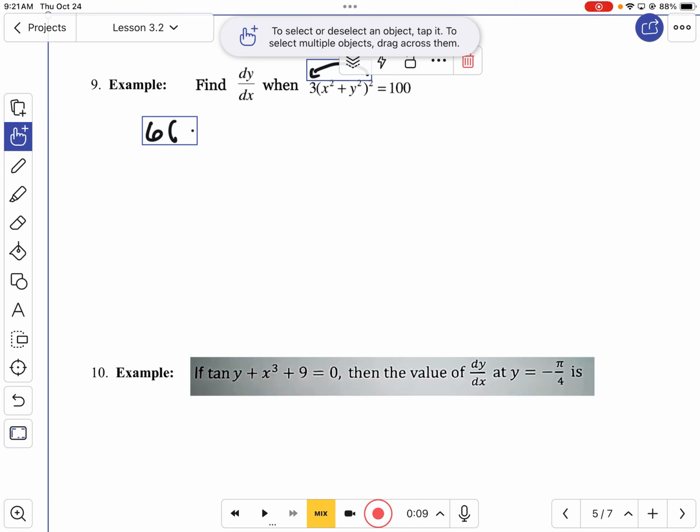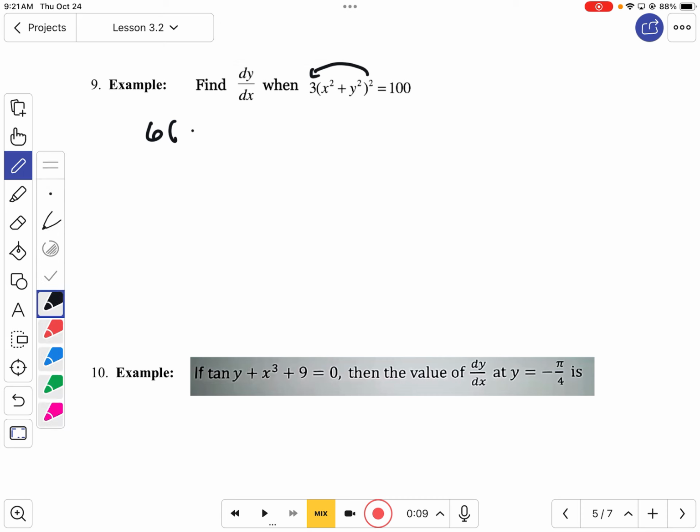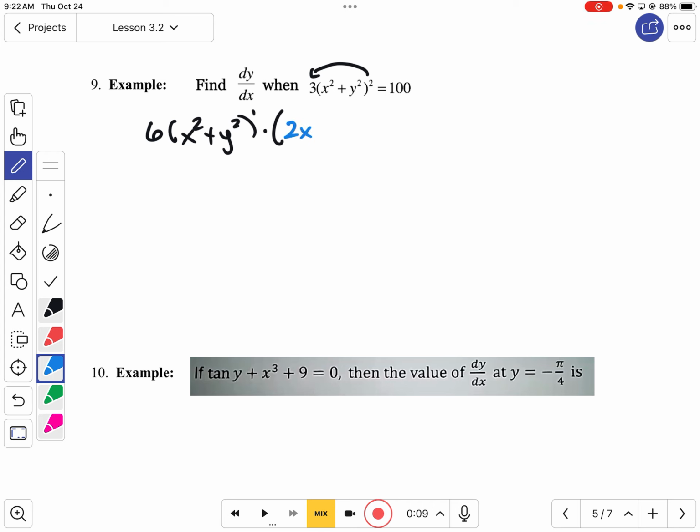So 6 times x squared plus y squared is going to go to the first times the derivative of the inside stuff. So the derivative of that is going to be 2x plus 2y dy dx. And it's going to equal the derivative of 100, which is 0.